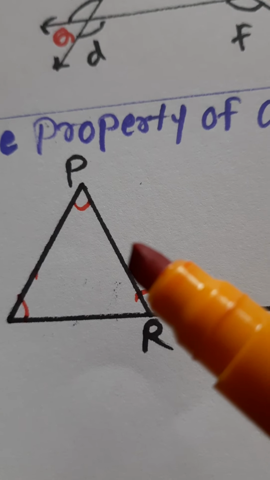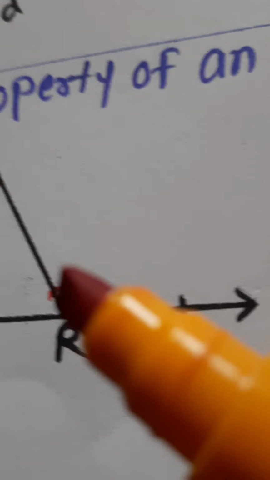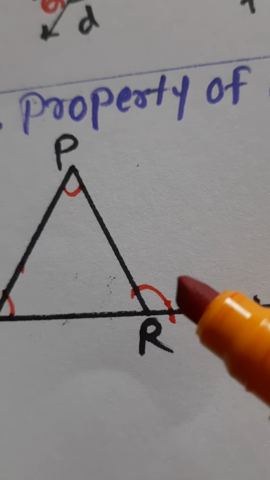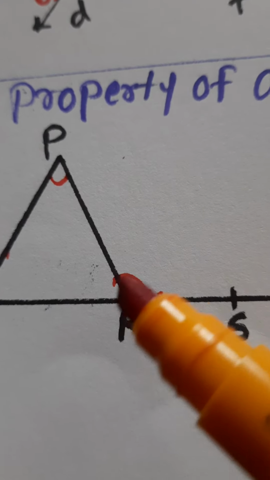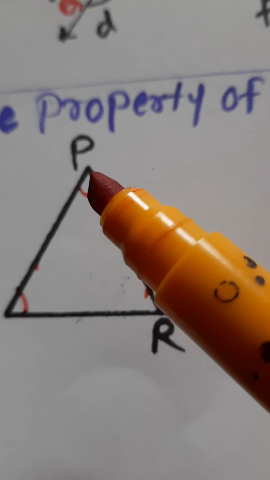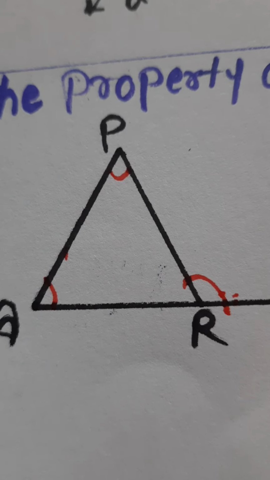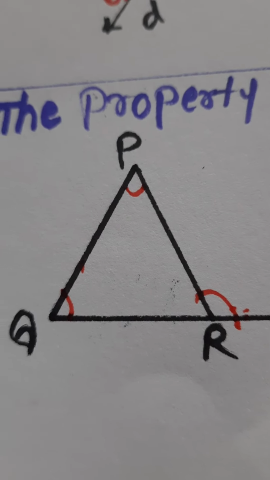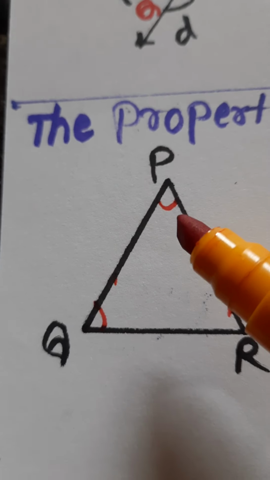If you have a protractor, then measure with the help of the protractor. Then the measure of PRS is equal to the measurement of angle P plus angle Q, that is, the measure of the exterior angle is equal to the sum of the interior opposite angles.